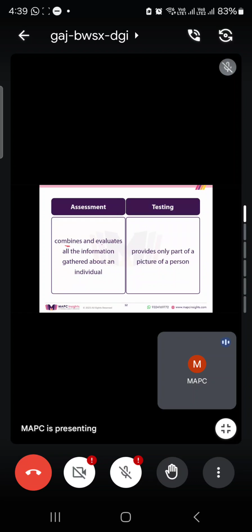It combines and evaluates all information about the individual. Maybe you will do the intelligence test, you will do the personality test. So you will combine intelligence, personality, depression, anxiety, all you will combine, and then you will assess the individual. Testing provides only a part of the picture, either intelligence or personality or depression, any one. But here you will combine all, and you will try to portray the psychological picture of that person.